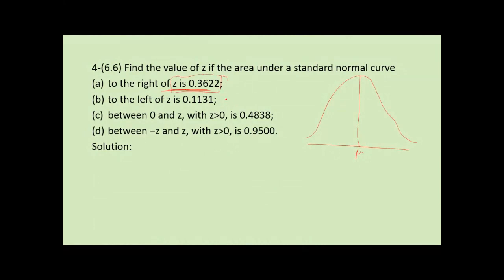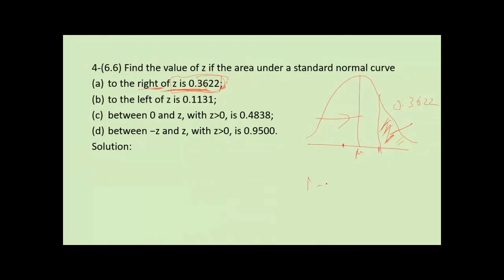The area is given here. It is 0.3, not more than 0.5. If the area is more than 0.5, it should be on the right side. The area on the right side is given. So actually, the right side area is just 0.36. You are supposed to find the left side area. So it's not more than 0.5, so it should be here. If it is more than 0.5, it should have been here, because the entire half is 0.5. So the right side area is given. This area is given, which is 0.3622.